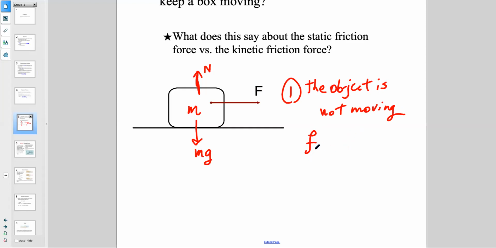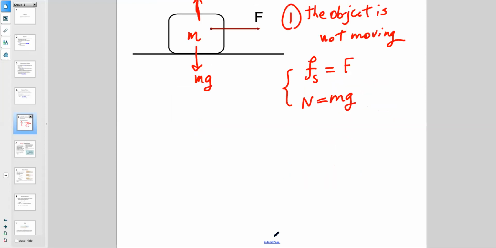So static friction, F sub S, is equal to the force that you are applying to this object, because the object is not moving. You're applying some force to it, the object is not moving. So the friction should be equal to your force, and they have to cancel out, because obviously the object is staying still, does not move, so the forces along the X and Y should cancel out. So in other words, N is also equal to mg. That's what we know.